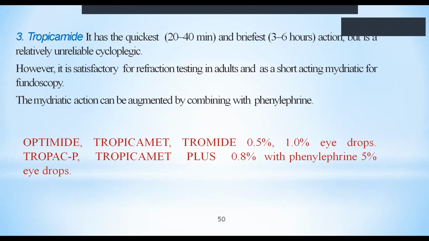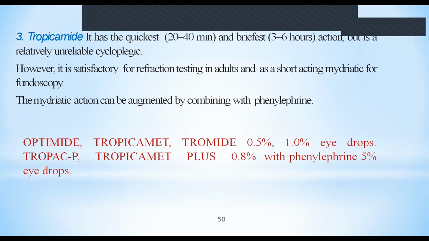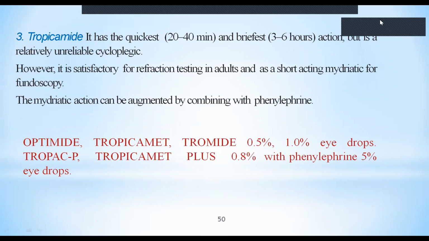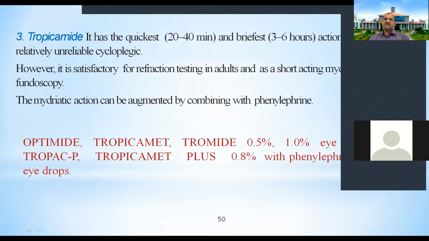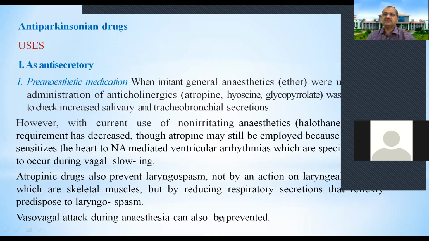Tropicamide is another drug which has the quickest, that's 20 to 40 minutes, and briefest action, but it is a relatively unreliable cycloplegic drug. However, it is satisfactory for refraction testing in adults. And mydriasis many times ends up with photophobia. So that's how the dose needs to be maintained very properly. That's why the drugs need to be used with a lot of caution.